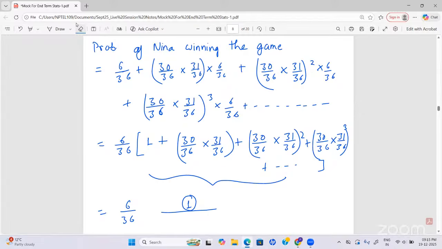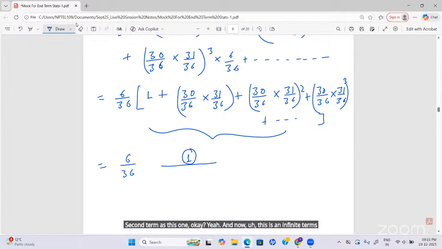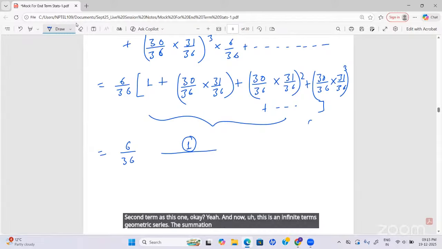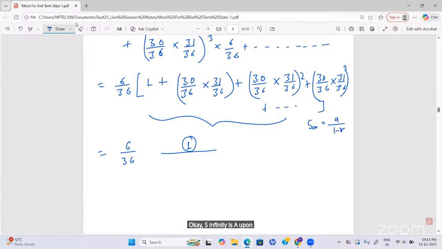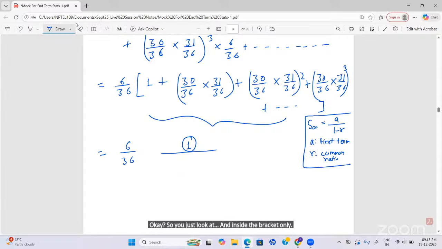And now this is an infinite-term geometric series. The summation of this, I'm just writing in short, S infinity is A upon 1 minus R, where A is the first term and R is the common ratio. So you just look inside the bracket only. Inside the bracket it is forming a geometric series, so the first term is 1.